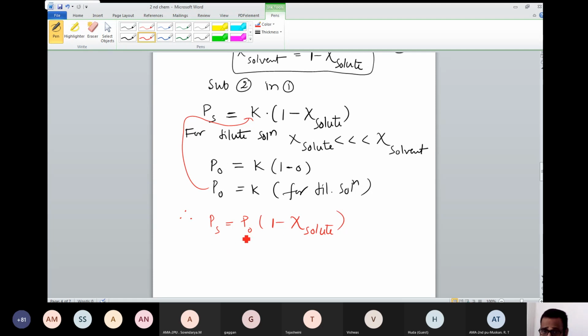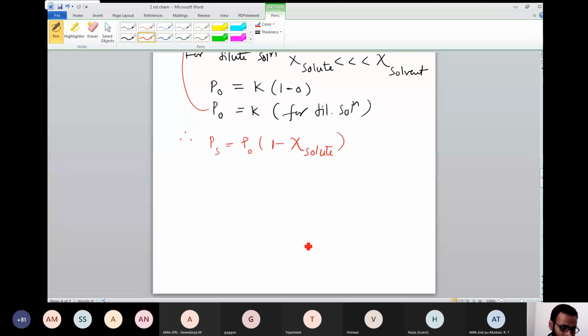What will happen now? Ps is equal to P naught minus P naught into mole fraction of solute. Then what happens if this comes here? Ps will come here. So P naught minus Ps, right?